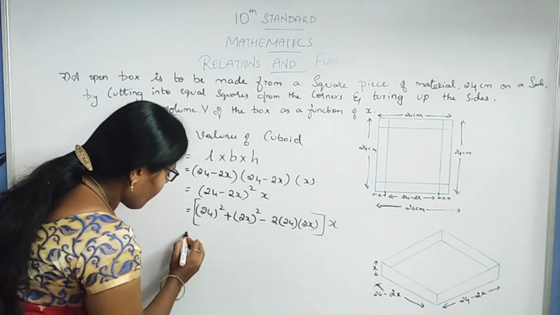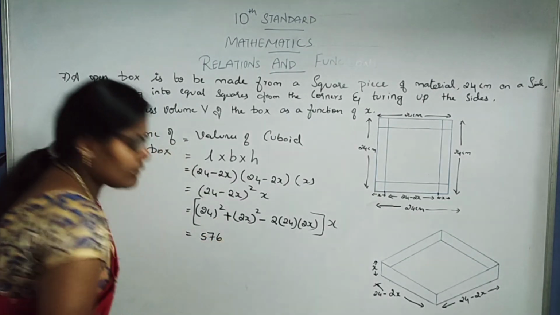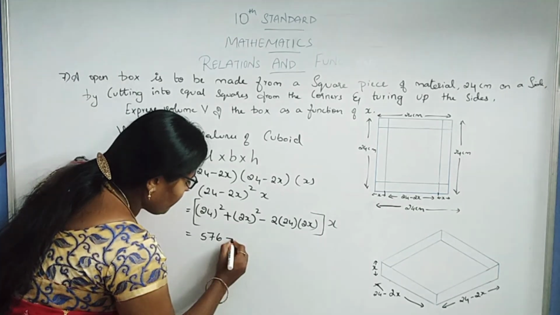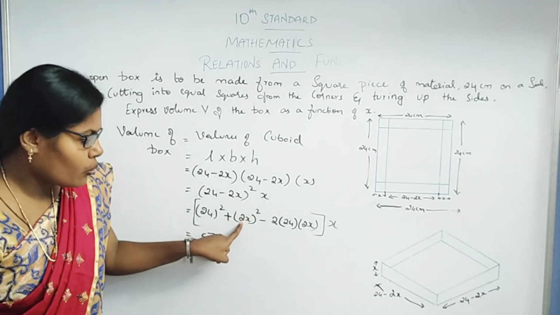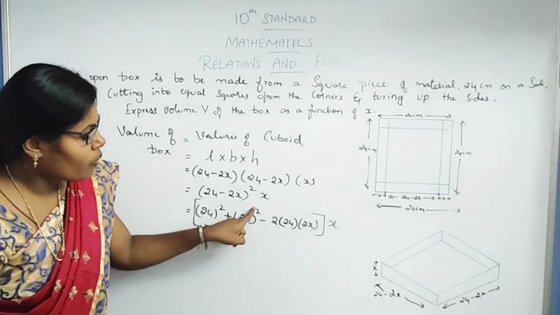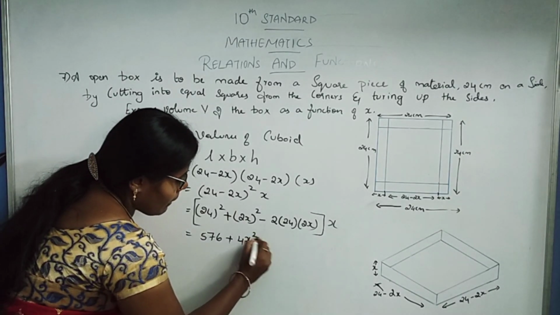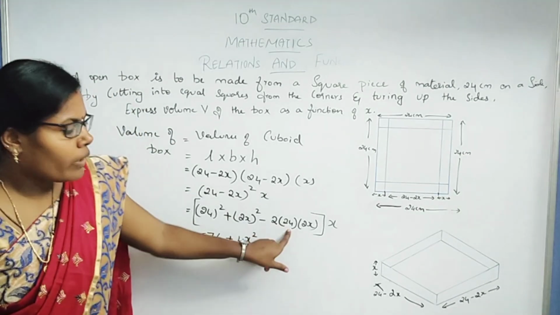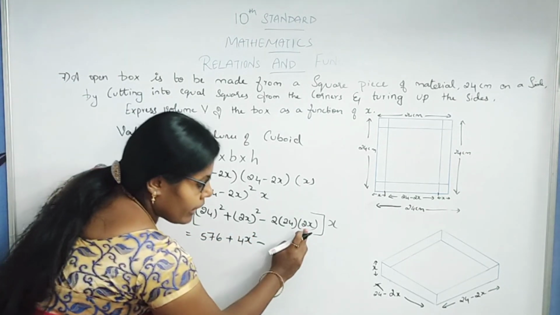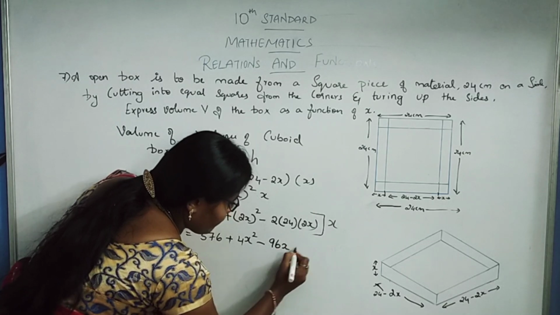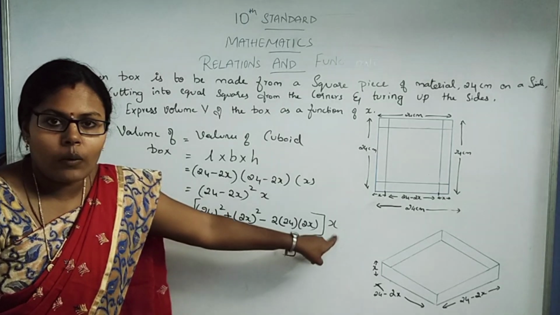Okay, so now what is 24 to the whole square? It is 576. Then plus, see this 2x whole square, the square applies to 2 and x also. So first 2 square. 2 square is 4. Then x square. Minus, then 2 into 24 is 48. 48 into 2 is 96. And you have one x here. So 96x. This total is multiplied with 1 x outside.